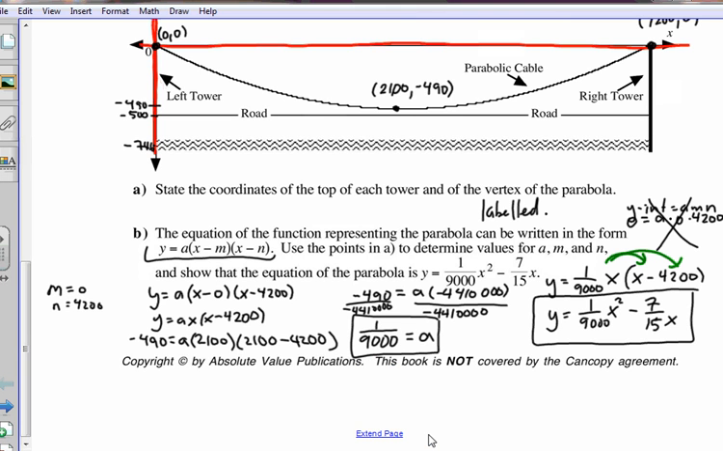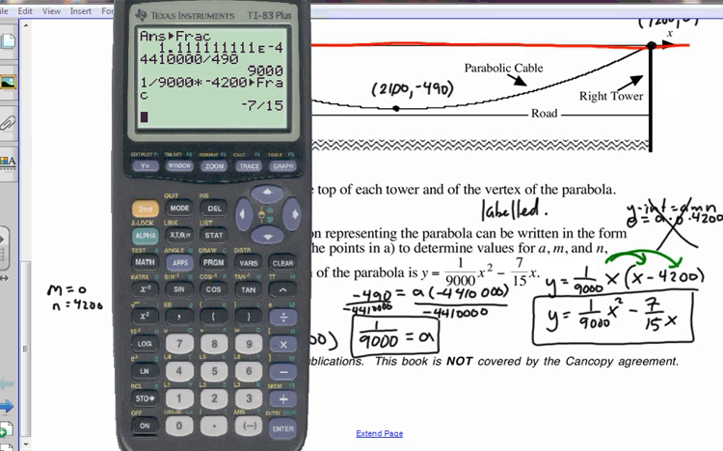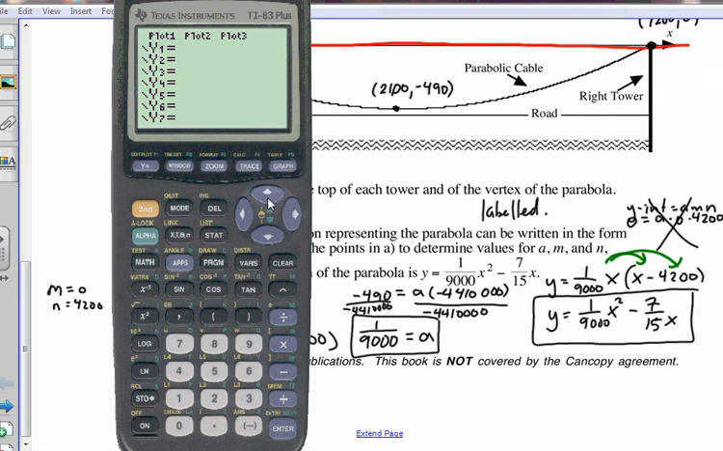The questions continue. State the suitable windows. So let's graph this on our graphing calculator and state our windows. So go to y equals and type in 1 over 9,000 x squared minus 7 over 15 x. Now we want to think about our windows. Don't just randomly play around until you get it. We have a graph right here that can help us.